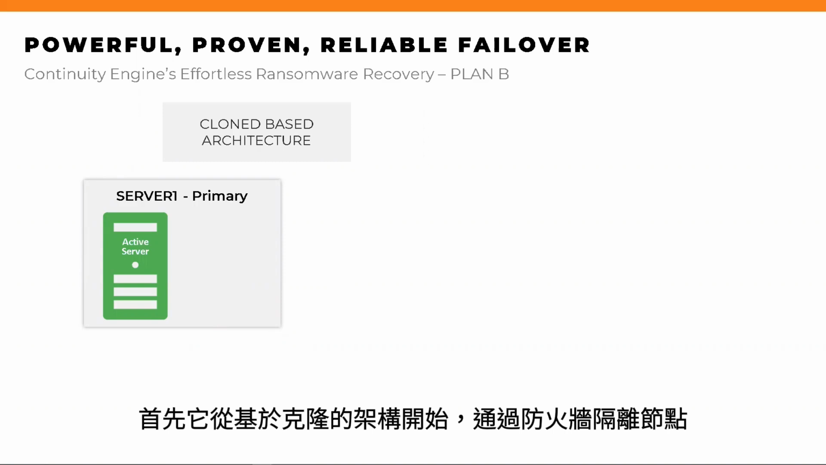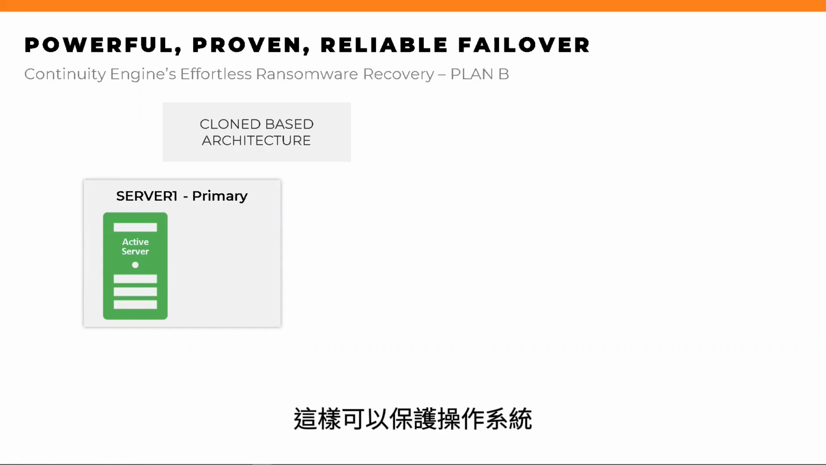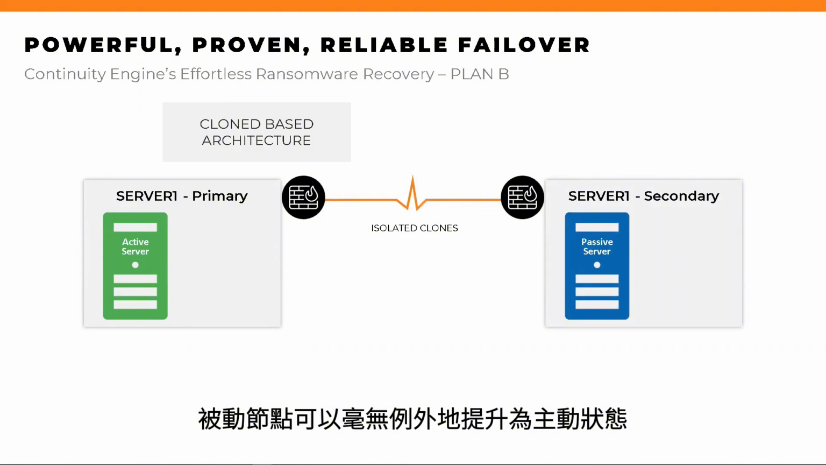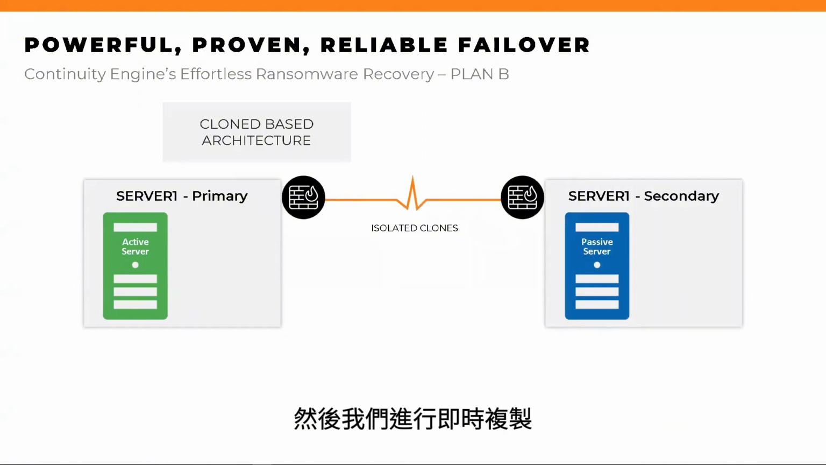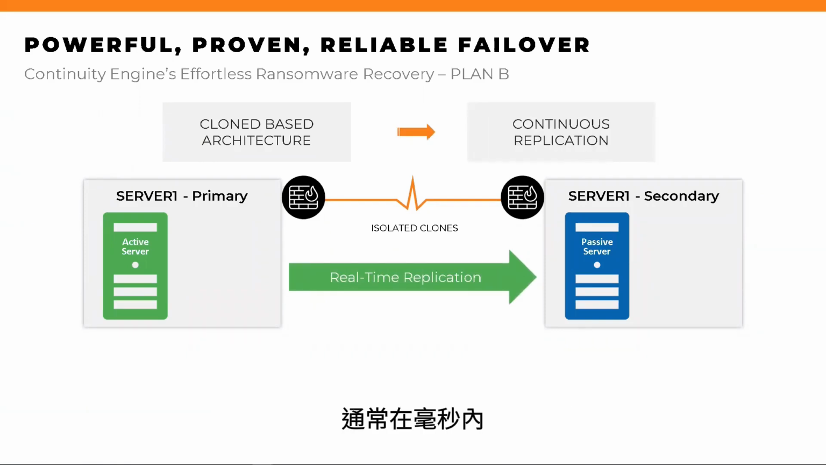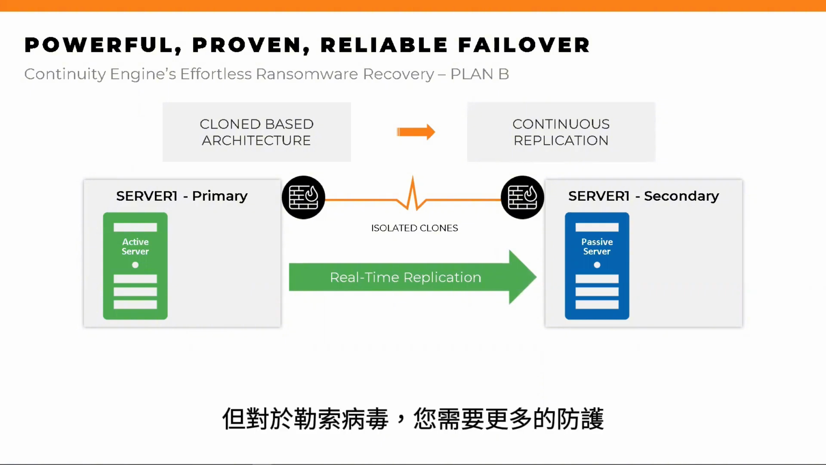First, it begins with the clone-based architecture, which isolates the nodes via firewalls, which protects the operating system and binaries on the passive nodes. The failover orchestration ensures that the passive nodes can be, without fail, promoted to active status. Then we layer real-time replication to get the data to the passive nodes in just a few seconds, typically in milliseconds. This is perfect for day-to-day failures, hardware, operating system, application, and networking issues, but you need more for ransomware.